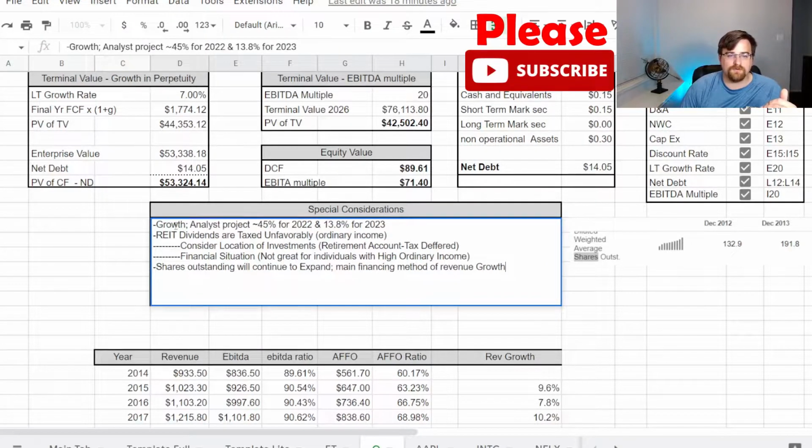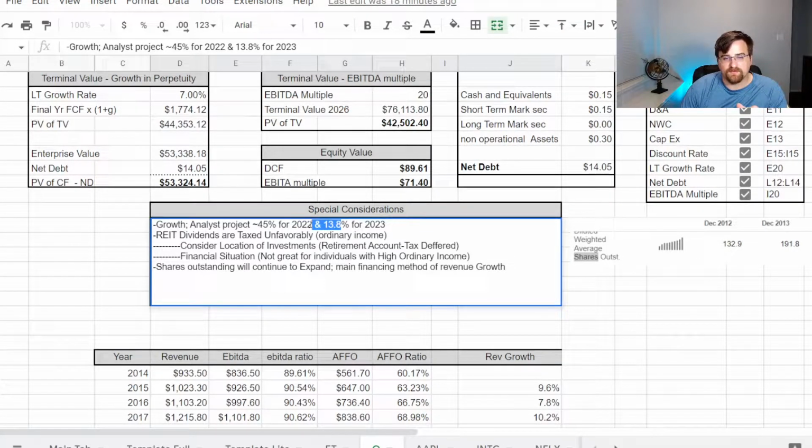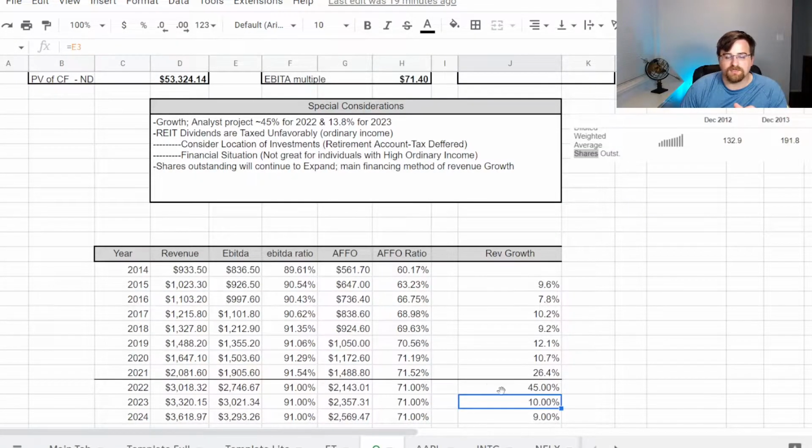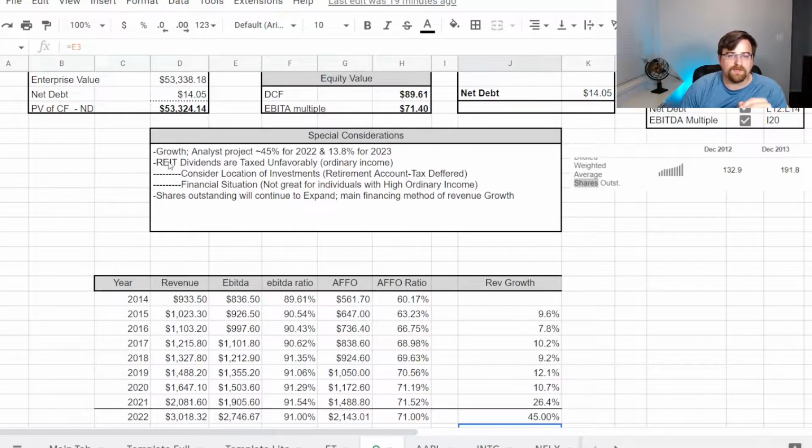So again, growth analyst expectations is 45% for 2022. That's what I have them at in my model. And for 2023, analysts have them at 13.8%. I have them growing at just 10% in 2023, but I think that is more realistic than what analysts are at right now.